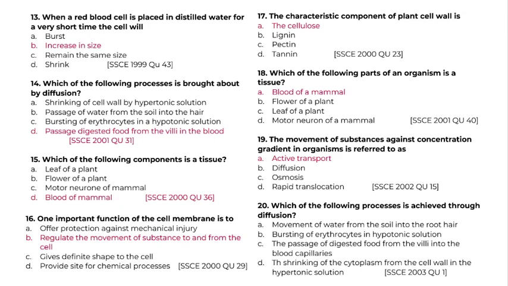Now, this is also a repetition. Which of the following processes is achieved through diffusion? So movement of water is osmosis, so option A is out. Bursting of erythrocyte in hypertonic solution has nothing to do with diffusion, so it's out. Option D, the shrinking of cytoplasm from the cell wall also has nothing to do with diffusion, so it's also out. So the only option we have left is option C, which is the passage of digested food from the villi into the blood capillaries. So option C is our answer over here.